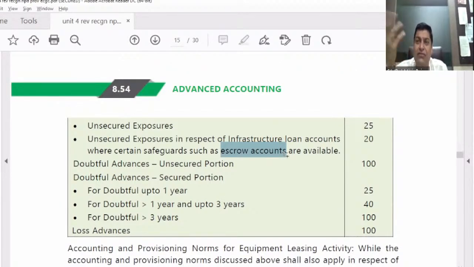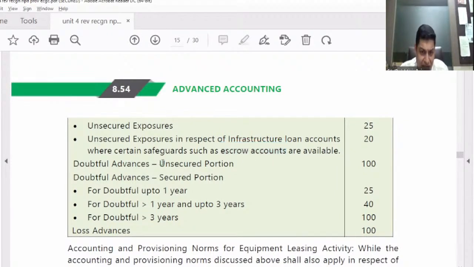There is no sense in just mugging up the percentages. Go by logic. Sir, if it is secured, it means we are secured. So less percentage, 15 percentage. If the account is unsecured, means we don't have any security, then it is risky. Therefore 25 percentage. So it is unsecured, but we have an escrow account. In an escrow account, a special, separate account, as per the RBI norm, we have some money, not that big, but some money. Okay, you have some money, then some risk is reduced. Therefore the percentage is 20 compared to 25. So this is about substandard.